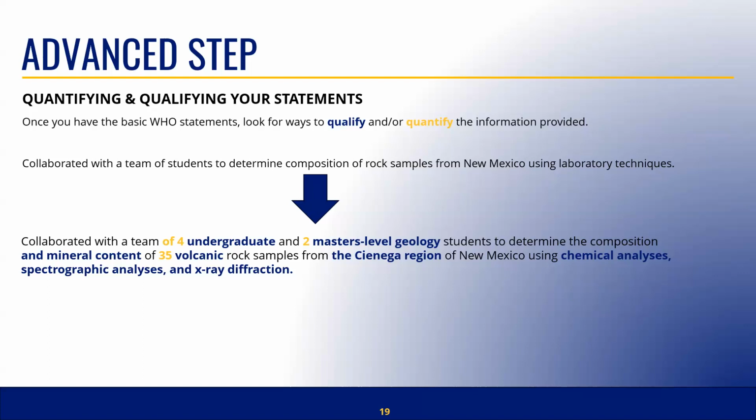The team of students was actually composed of 4 undergraduate and 2 master level geology students. How many rock samples was the student analyzing? It was 35 volcanic rock samples. And not only were they determining composition, but also mineral content. The rock samples came from a specific region of New Mexico, which is the Ciénaga region. And the laboratory techniques that the student was utilizing included chemical analysis, spectrographic analysis, and X-ray diffraction.